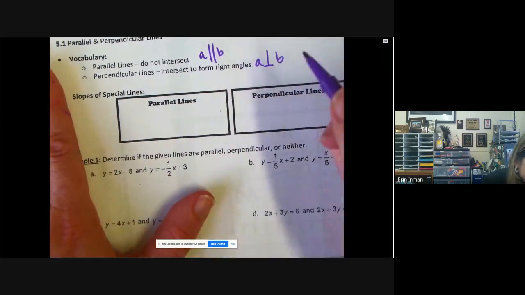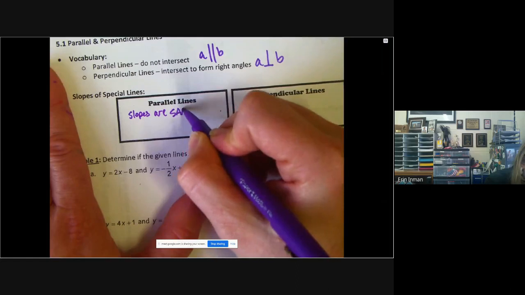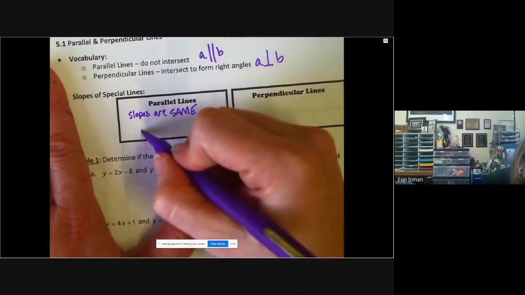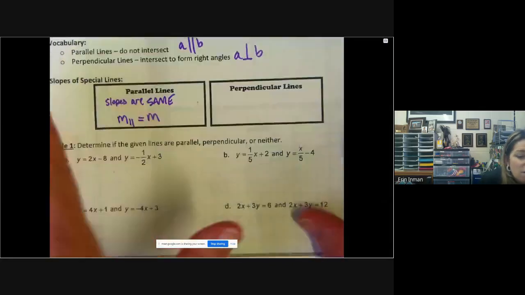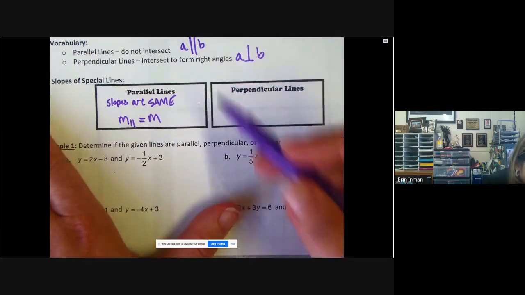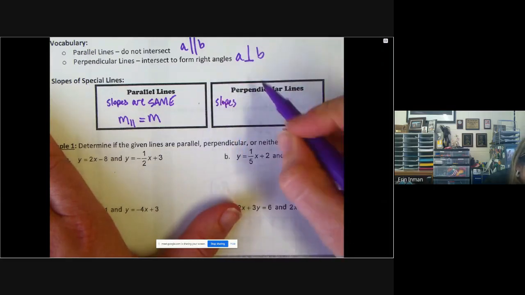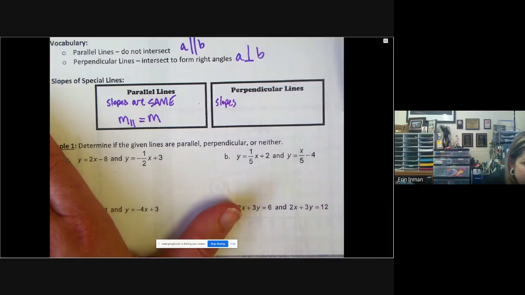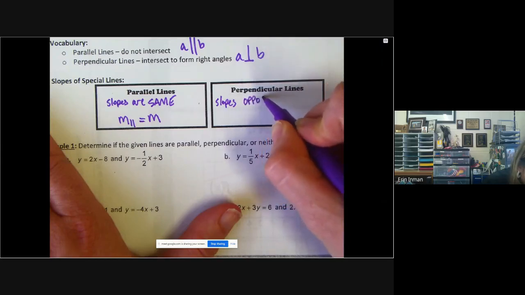So parallel lines, since they don't ever intersect, the slopes are the same. Okay. And what that looks like is if I have a slope that is parallel to another line's slope, it's going to equal the slope of the other line. Whereas perpendicular lines, they are intersecting, but they have to meet some special criteria. They have to form a right angle. And so to do that, if the slopes are just different, they're just intersecting. So these have to be specifically the opposite reciprocal.